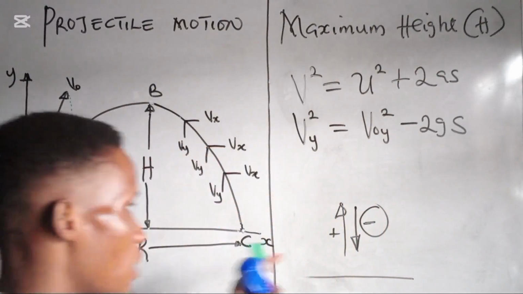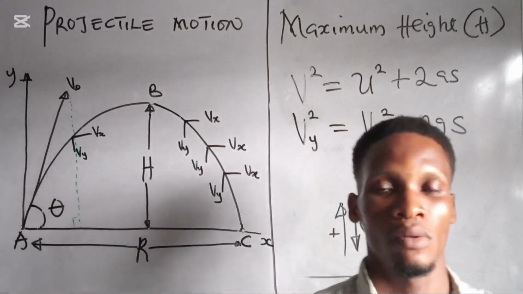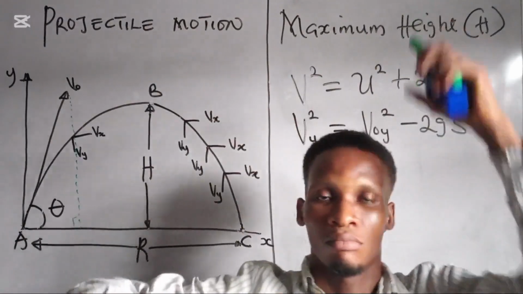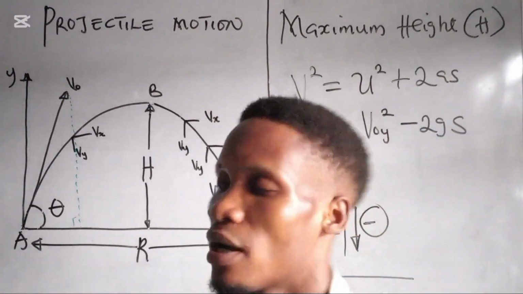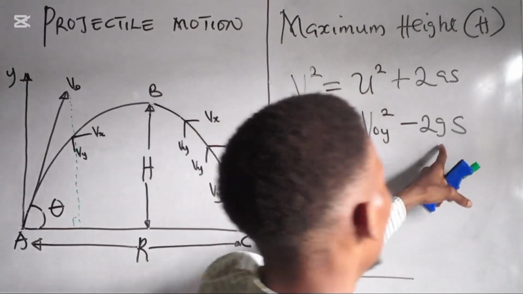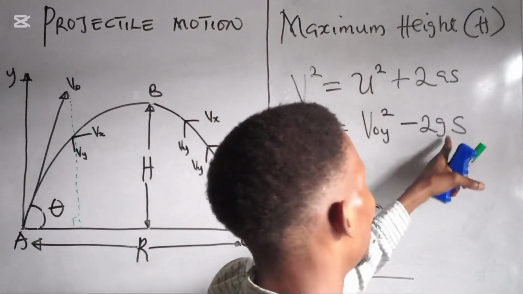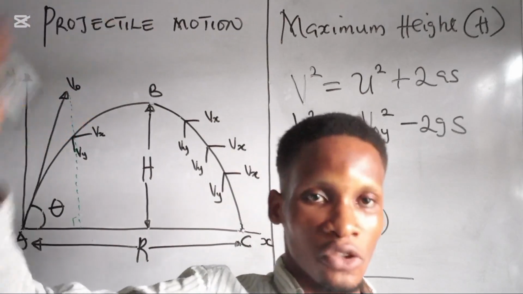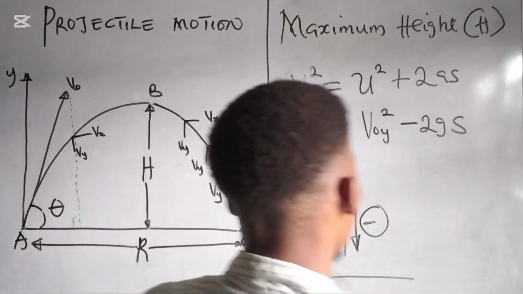Here we'll call it counter motion. This motion is going up, this is coming down. So they are now moving against each other. So that's why it's going to be minus. And that's why I changed it to minus. And the A changed to G because we are considering the acceleration due to gravity in this case.